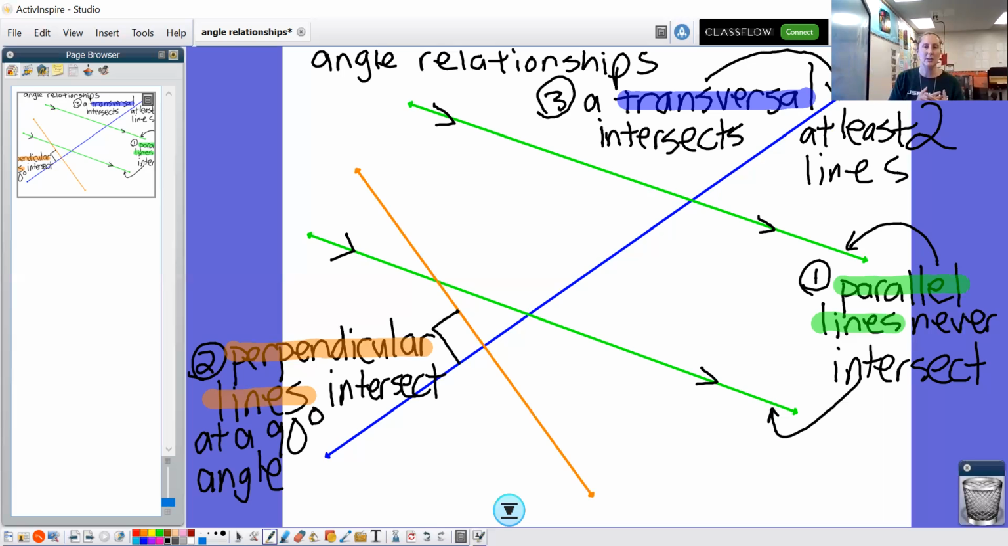Let's label our angles. Let's give our angles names so it's easier for me to tell you which one I'm talking about. I'm going to call this one number 1. I'm going to call this one number 2. I'm going to call this one angle 3, this one angle 4, this one angle 5, this one angle 6, this one angle 7, and this one angle 8.